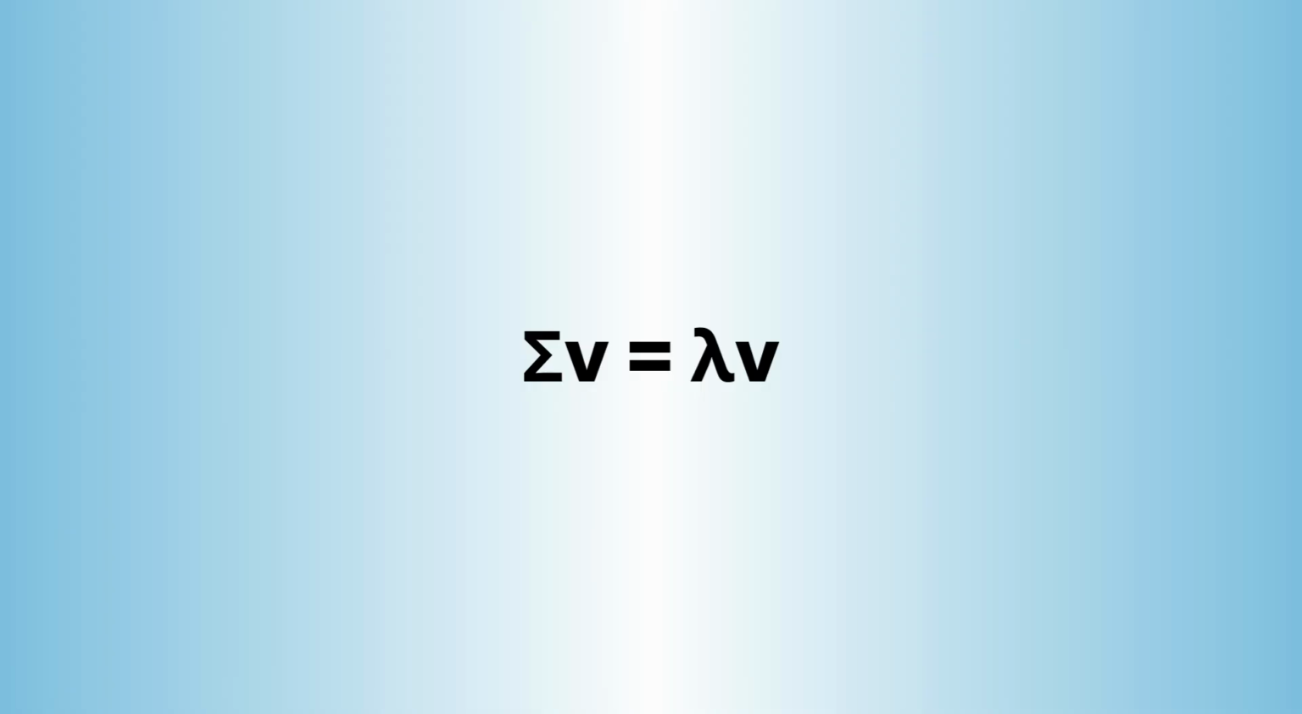Our goal is to find the vector v that maximizes the variance. Mathematically, this means solving the eigenvalue equation for this covariance matrix. If we solve this, the eigenvectors become our new axis, and the eigenvalues tell us how much information they hold. This is the blueprint. Now let's build it in Python.